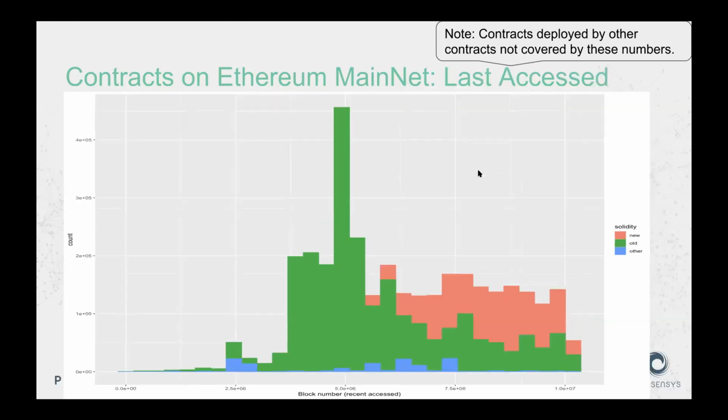This next graph is about when the contracts were last accessed. It shows a similar but different pattern, showing that even older contracts are still accessed. Some of these older contracts are things like CryptoKitties, for instance, and they're still accessed, so you can see that there's still usage. So being able to process older Solidity contracts as well as newer Solidity contracts would be important.